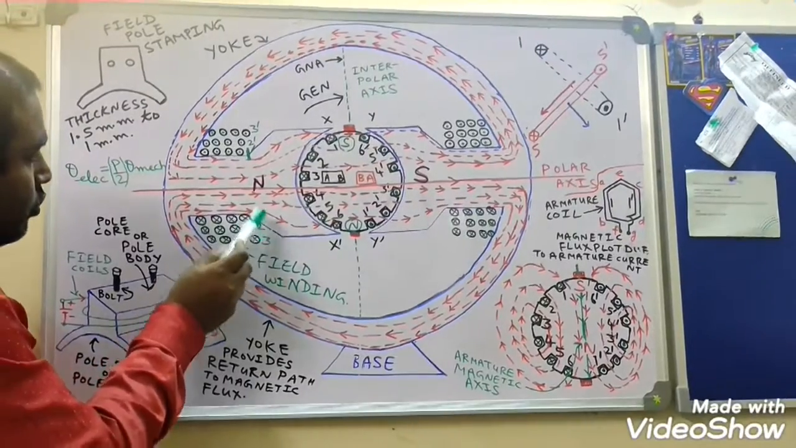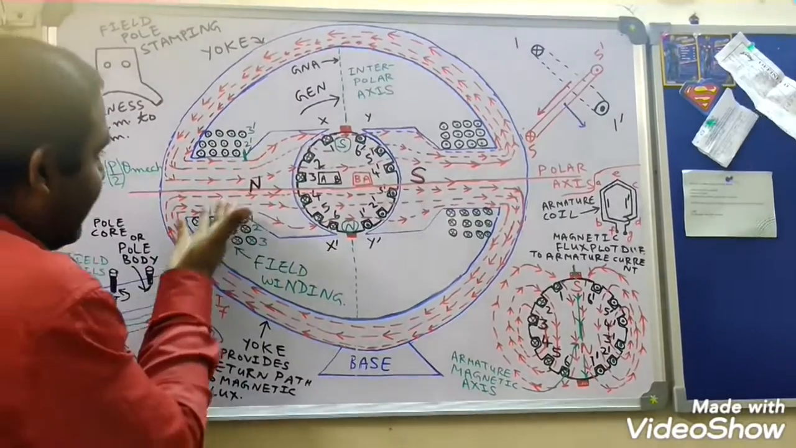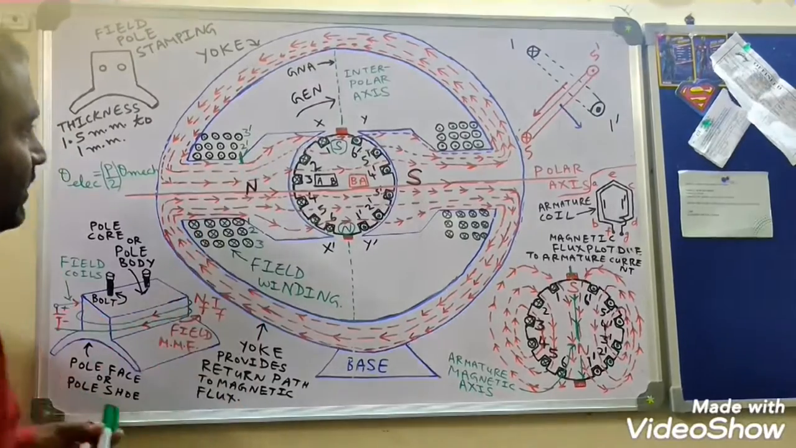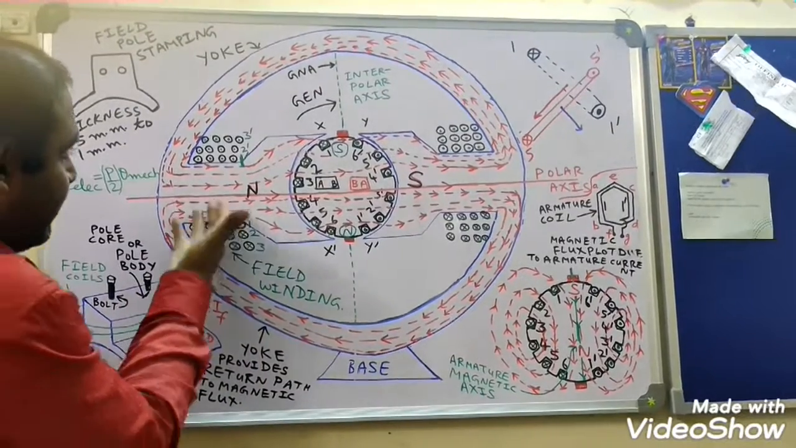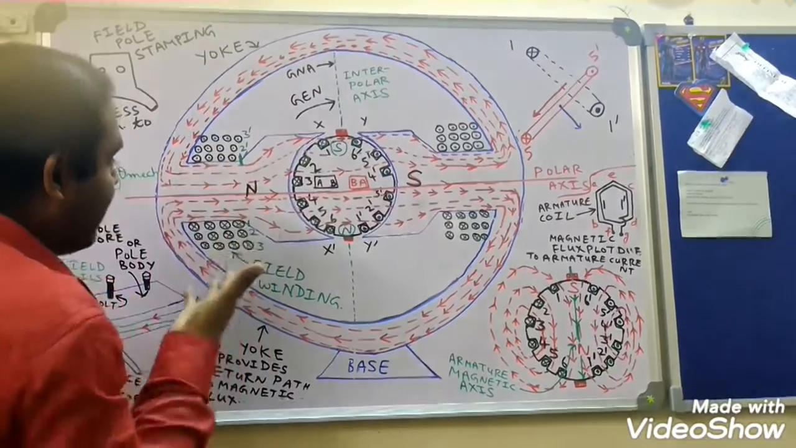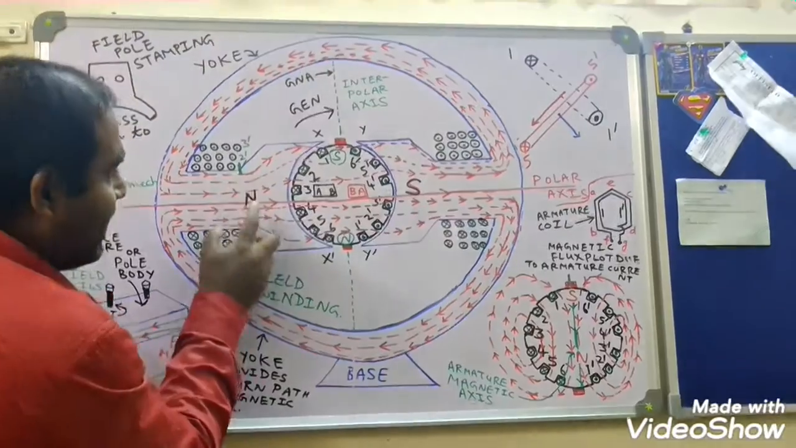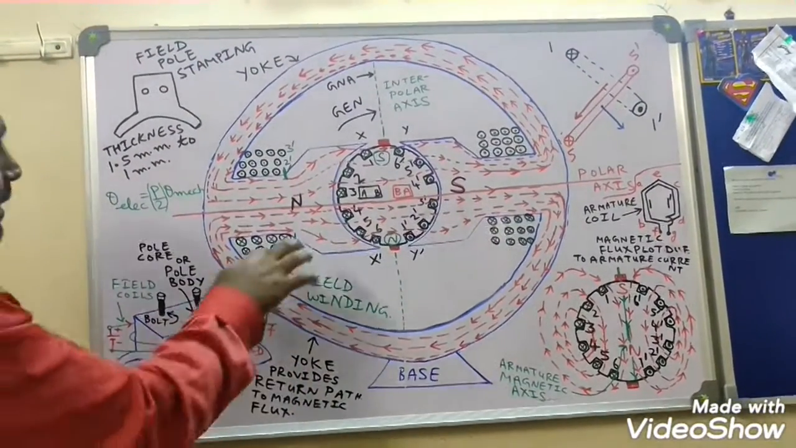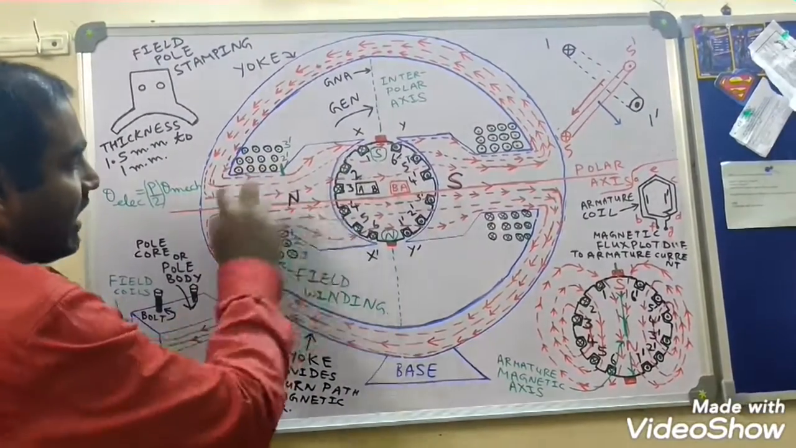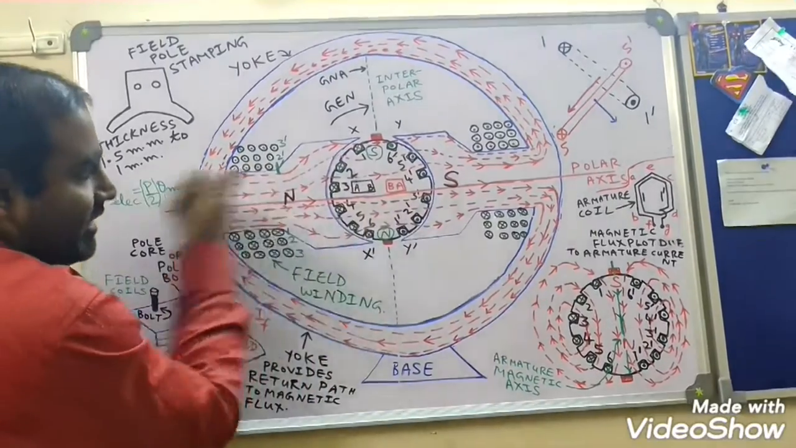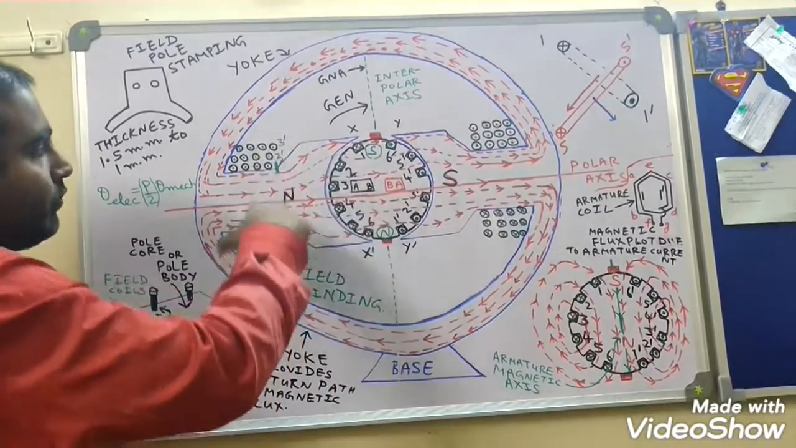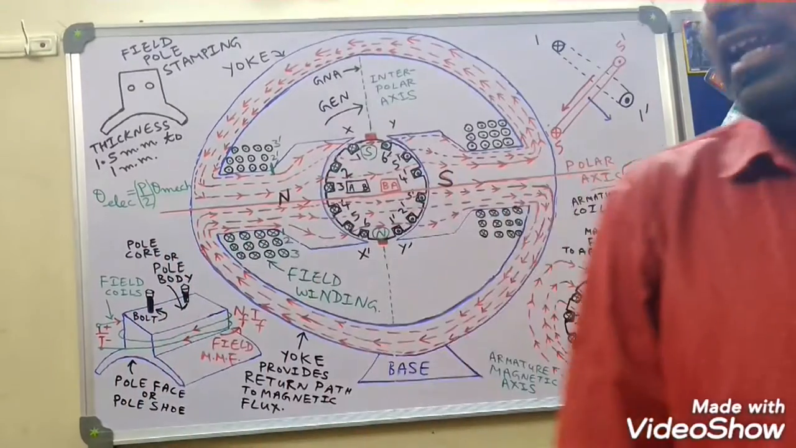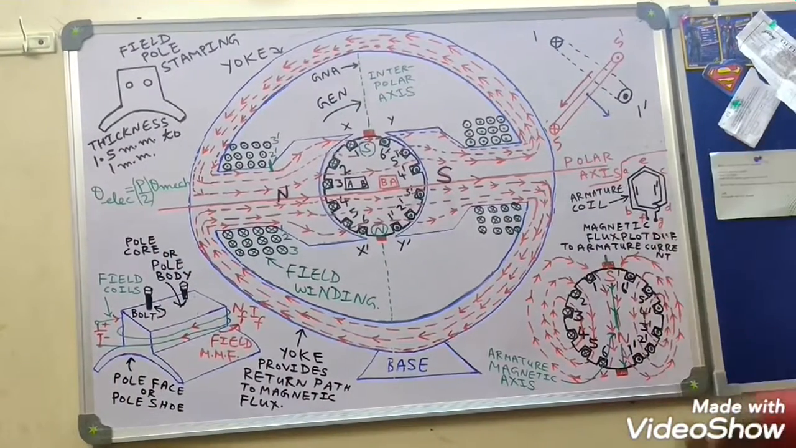Second layer is which one? 2 dash. What is the magnetic axis? In the same direction as that of the previous, that is 1 dash. Again you take the third layer, 3 dash. What is the direction of the magnetic axis? In the same direction as that of the previous two, that is 1 dash and 2 dash. You see here, the magnetic axis for all the coils are aligned in space. That is, they are in the same line, same direction. So that's why field winding is concentrated winding or concentric winding, whereas armature winding is distributed winding.